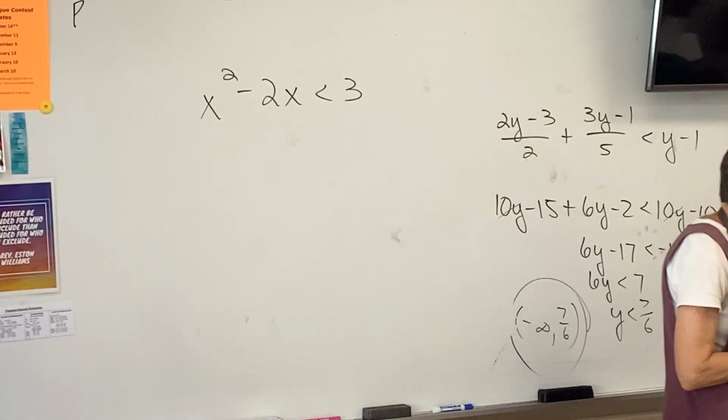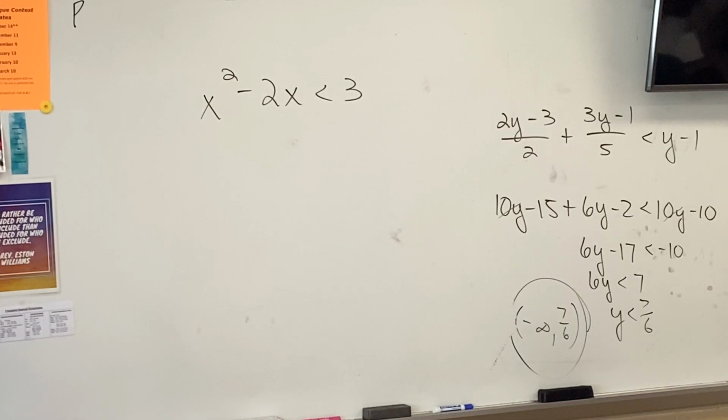If you go to the button that says window, and you press Zoom 6, it will give you what we call the standard window. Negative 10 to 10, negative 10 to 10. So we're all looking at the same thing.